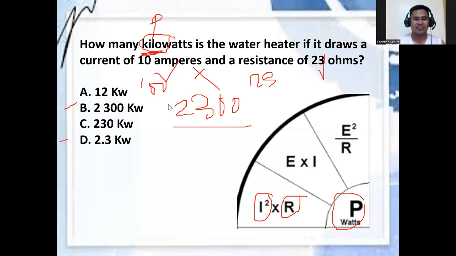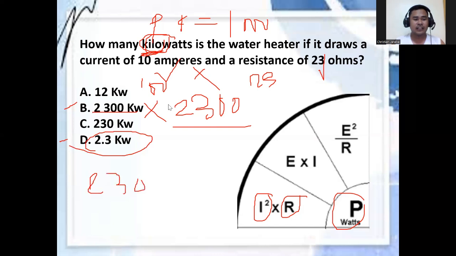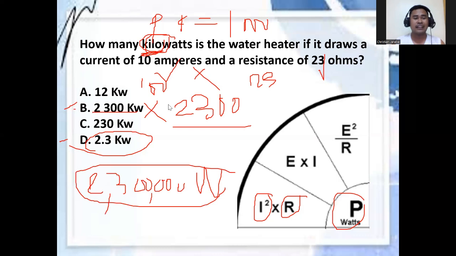Look at the question here, it is in kilowatt. How many is a kilo? 1 kilo is 1,000. Therefore, the answer here is not letter B, but letter D is the best answer. Because if you look at 2,300, with the kilo, it has three zeros, after which it becomes 2,300,000 watts. If you base it on that, since it is kilowatts, you are going to multiply it by 1,000.